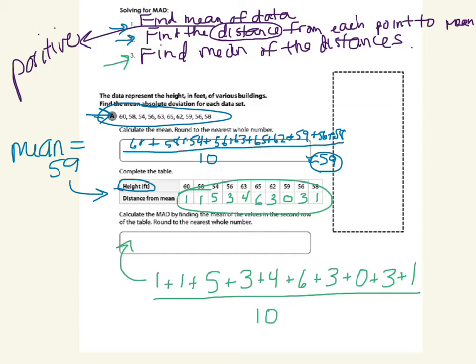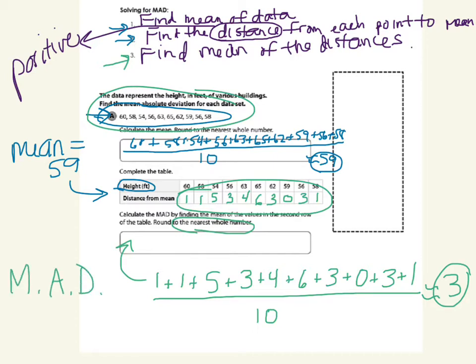So I can do that in my calculator. I can add 1 plus 1 plus 5, add them up, hit enter, and then divide by 10. And we round to the nearest whole number on this. So what I'll round to is I actually get 3. And for my entire data set, for this data set up here, that number 3 is the mean absolute deviation. So I'm going to write the MAD, the mean absolute deviation, equals 3, and that's my final answer.